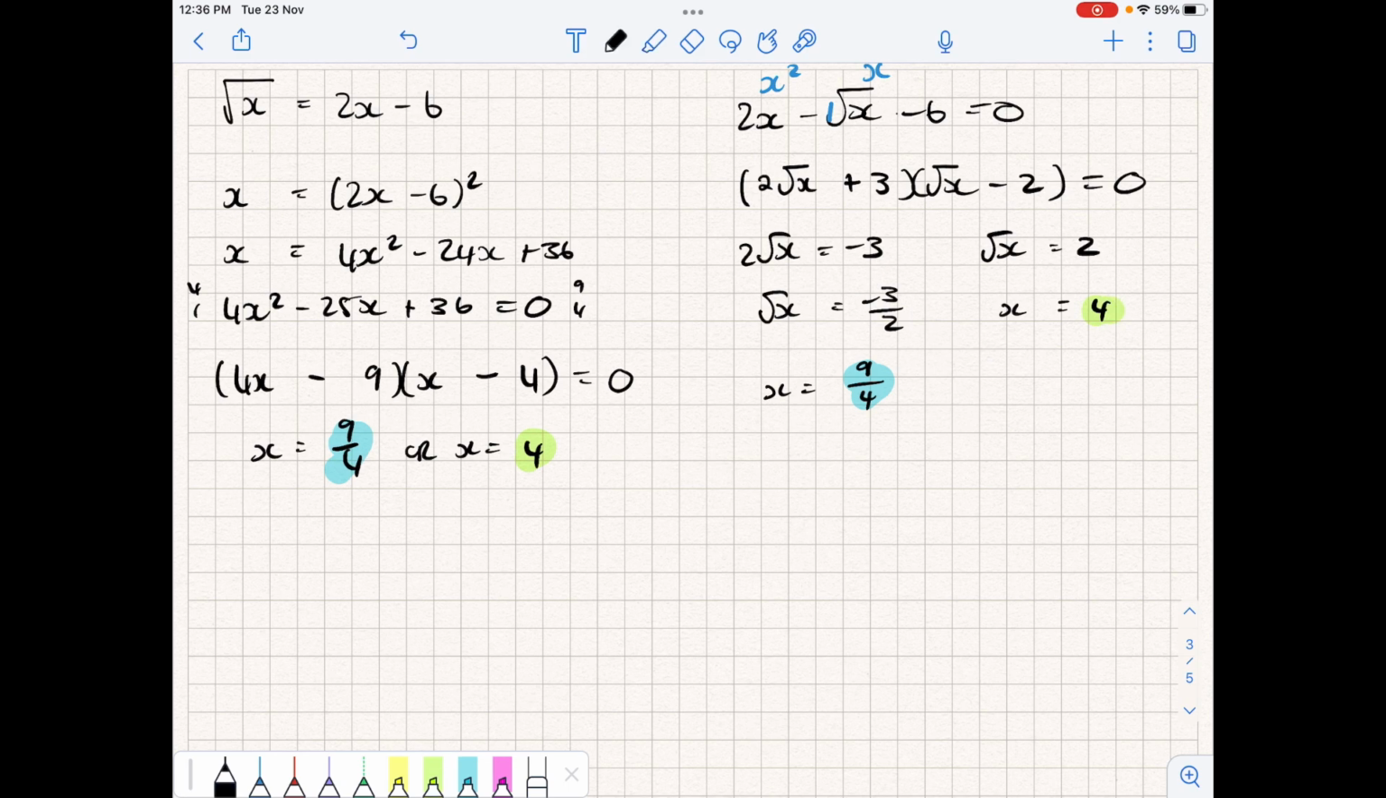Now we need to check our solutions, right? We need to check that both solutions are valid. So we can consider if this x was equal to 9 over 4, we'd have the square root of 9 over 4, and by definition, that's the positive square root.